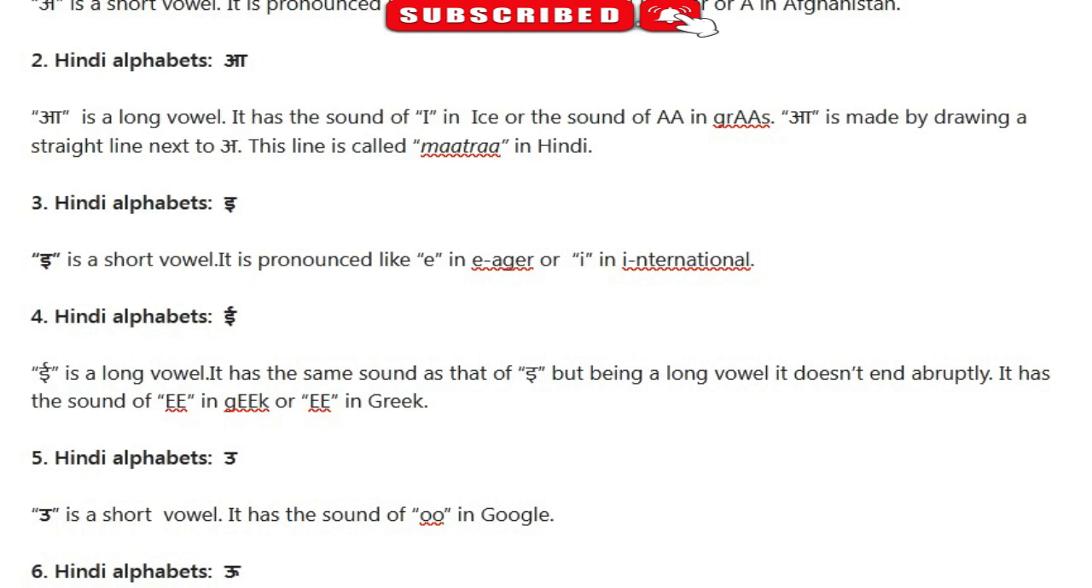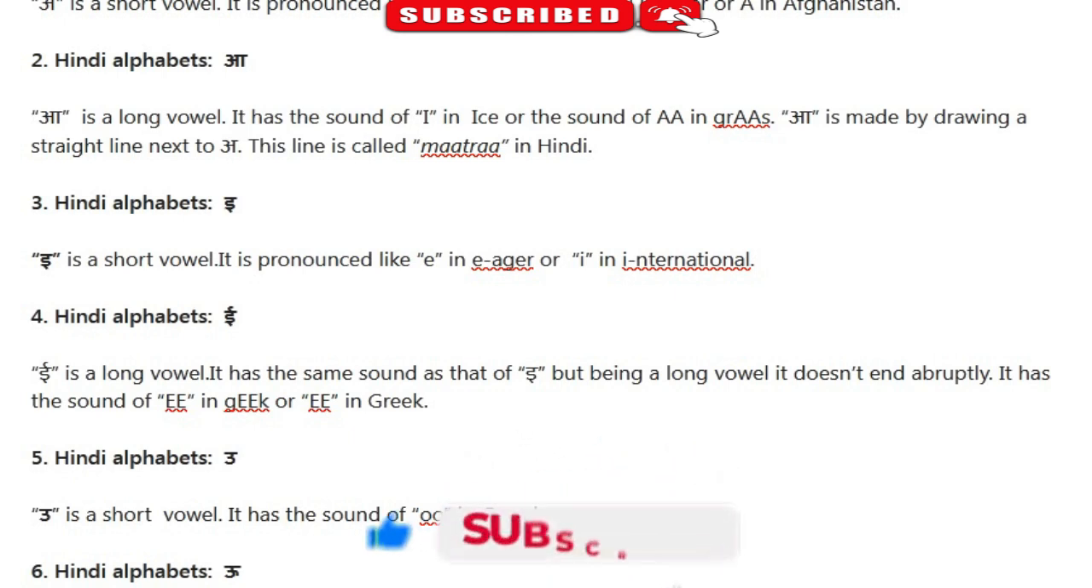Hindi alphabet E. E is a short vowel. It is pronounced like E in eager or I in international. Hindi alphabet E. E is a long vowel. It has the same sound as that of E, but being a long vowel, it doesn't end abruptly. It has the sound of E in Greek.